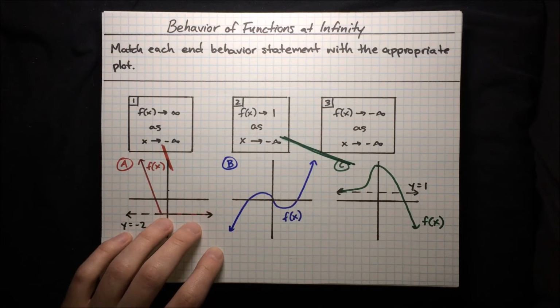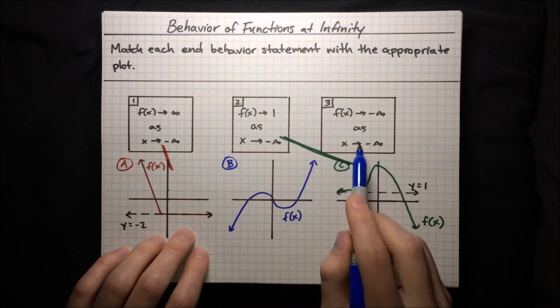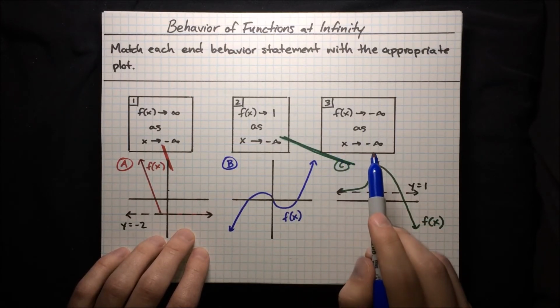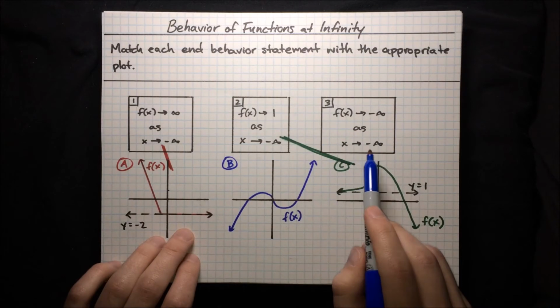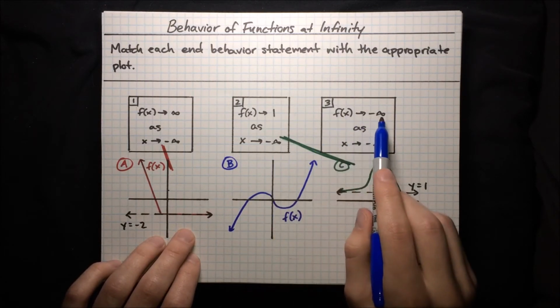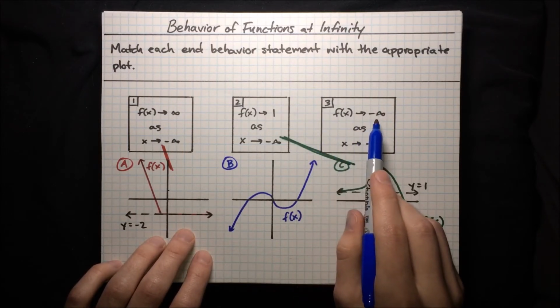And the last one, again, this is obvious, you can tell what it is now, but let's go through it. F of x goes to negative infinity as x goes to negative infinity. So as x is going to the left, we want f of x to be going down, decreasing without bound towards negative infinity.